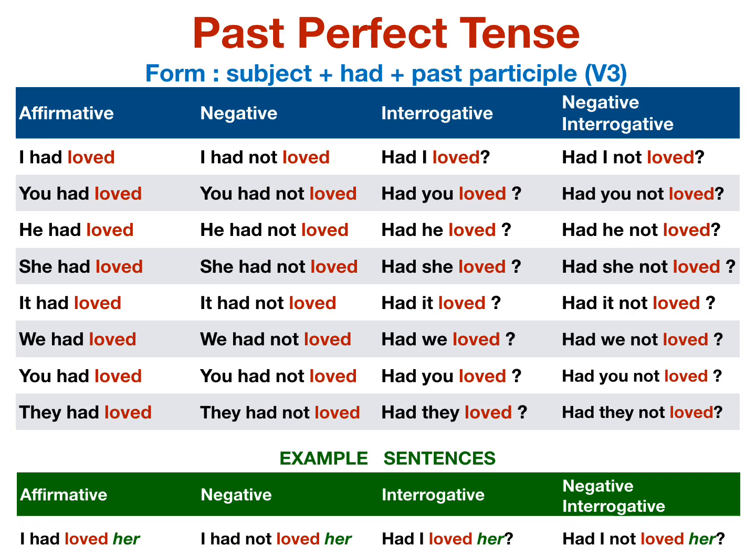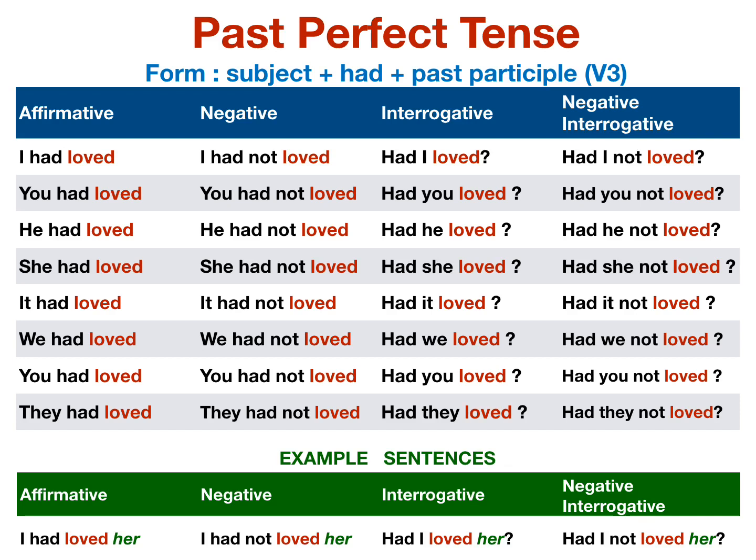Past perfect tense. Subject plus had plus V3. I had loved. I had not loved. Had I loved? Had I not loved? You had loved. You had not loved. Had you loved? Had you not loved?